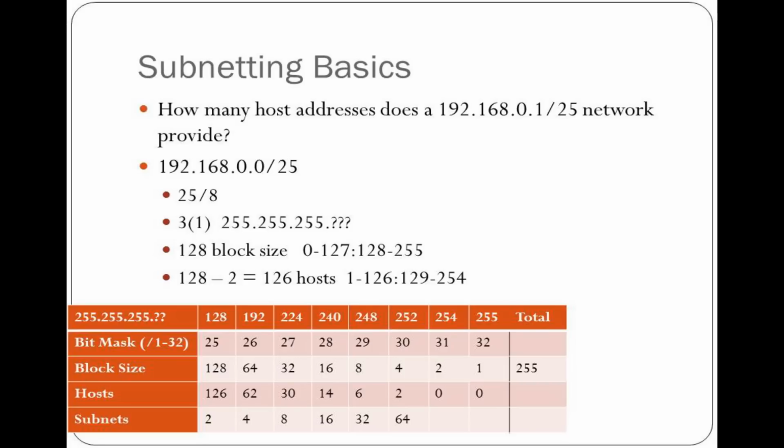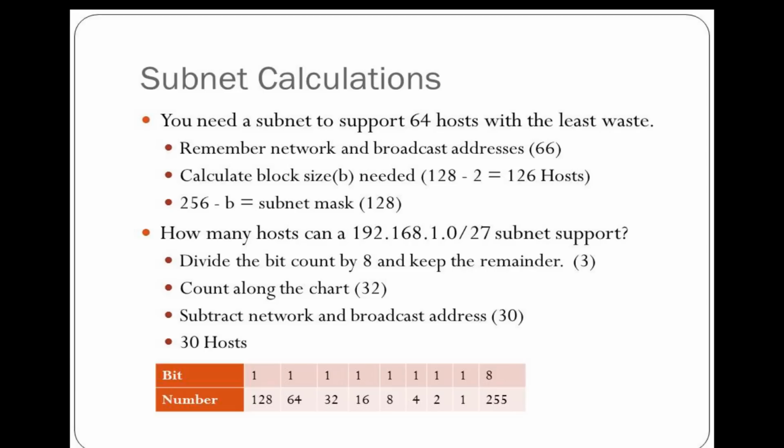Now on to more subnetting to show a couple of scenarios you could be presented with on test day. You need to support 64 hosts while wasting as few IP addresses as possible. What subnet mask will meet this requirement? The first step is to always remember the network and broadcast addresses. So add 2 to 64 to get 66 for the total amount of IP addresses we need.